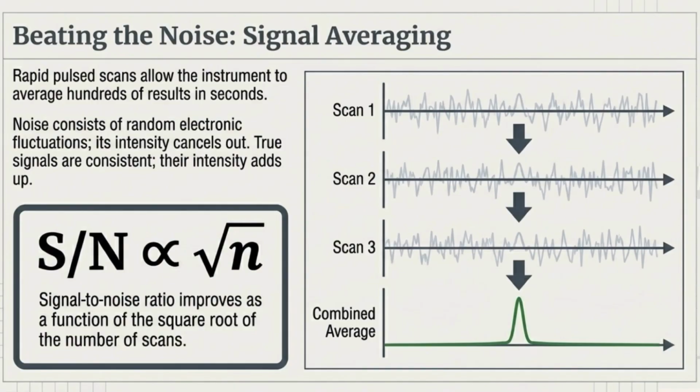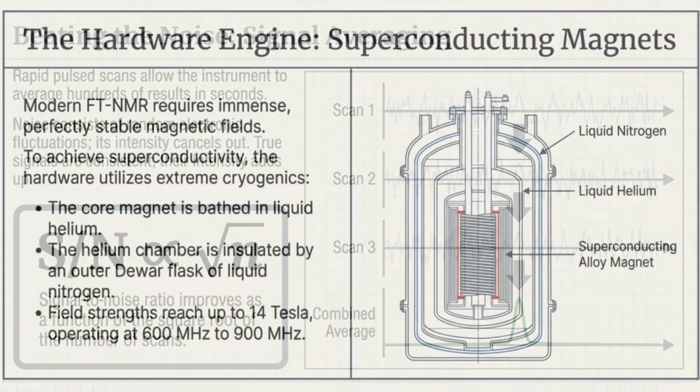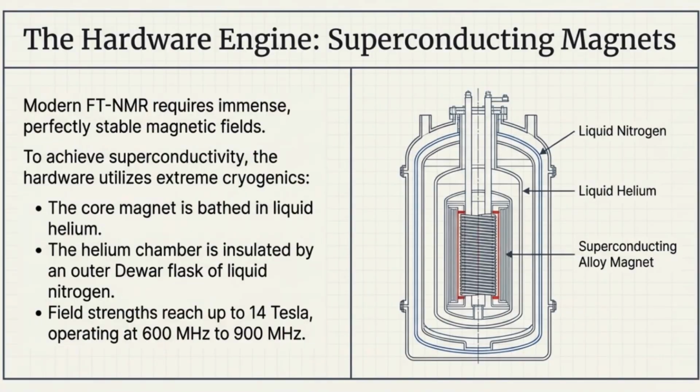So noise consists of electronic fluctuations, these are cancelled out, and then we get a genuine signal or genuine peak that corresponds to a particular proton in the molecule. So the FT-NMR instrument is more accurate, precise, and we can do very rapid scans with it. However, there is a cost.